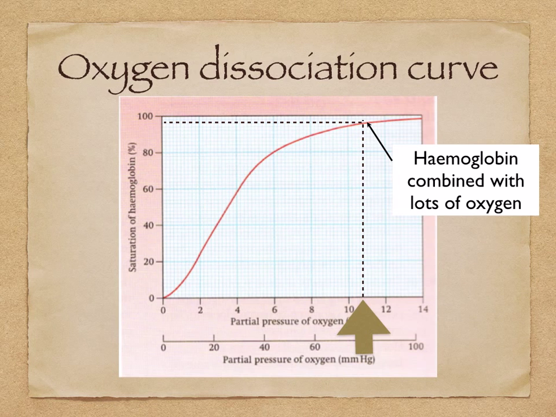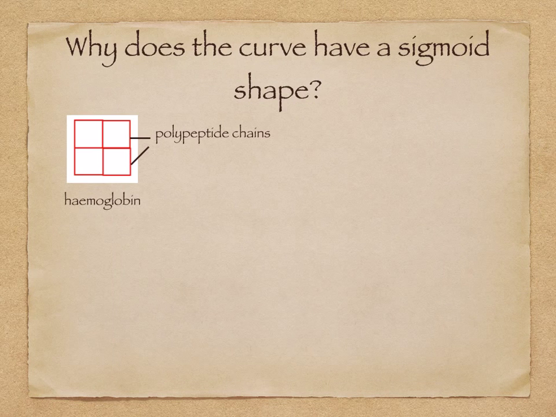So look at the shape of the curve. It kind of looks like an S. So it's a sigmoid shape rather than a straight line. So we can discuss why this is so. Why does this curve have a sigmoid shape?